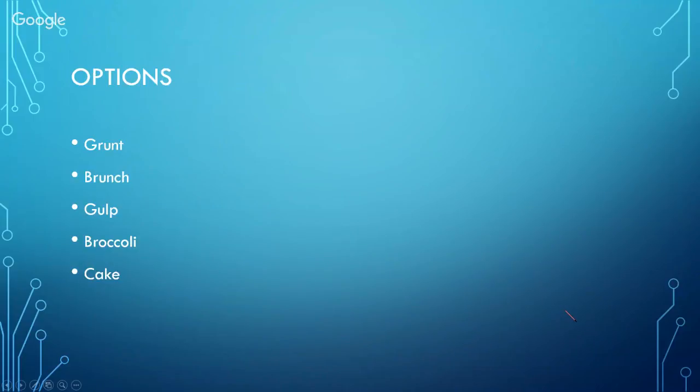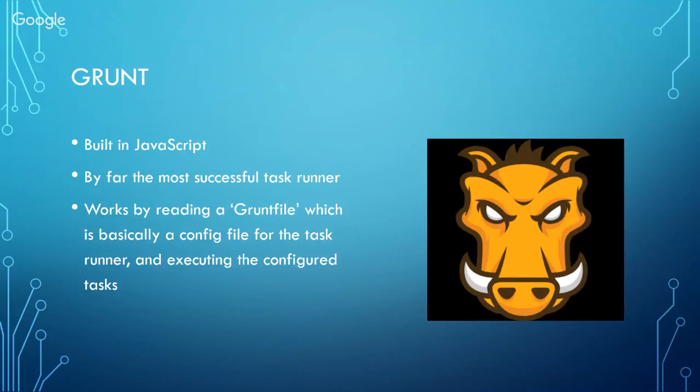All right, just like in most things, we are spoiled for choice in terms of task runner options. The 5 main ones which I could find, which are written in JavaScript, are grunt, brunch, gulp, broccoli, and cake. I don't have any answer as to why they're all named like weekend activities. The one I will focus on is grunt because it's by far the largest. And basically, the way that it works is it reads a grunt file, which is a config file for the task runner application, which then goes through and executes the configured task.